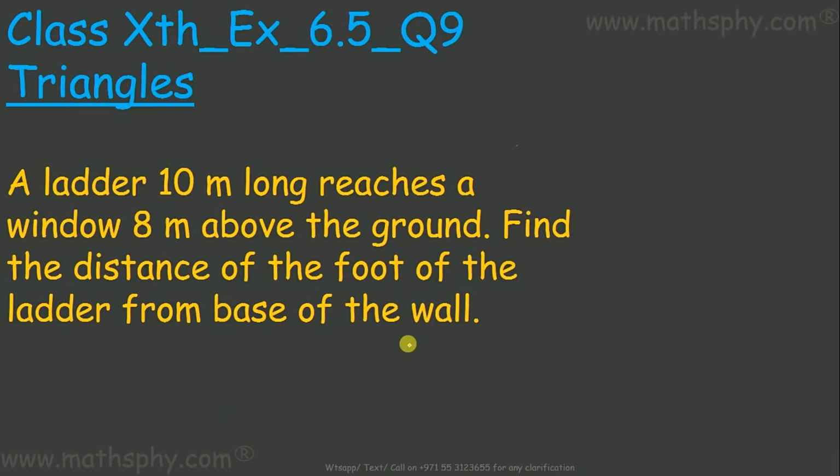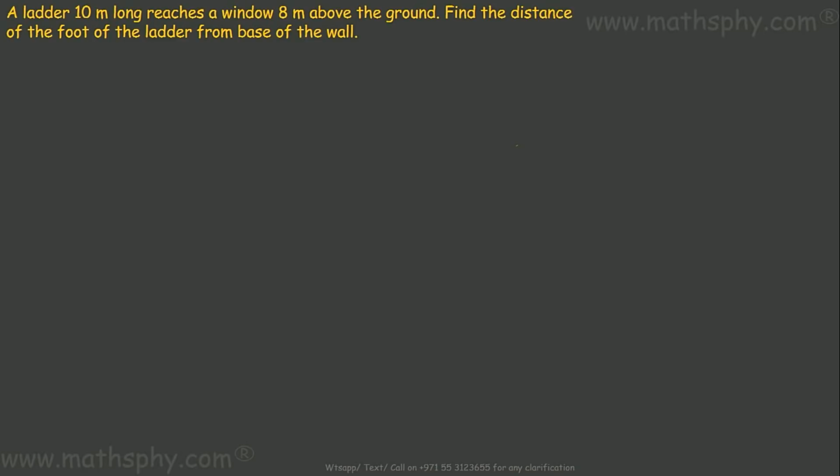This question here says a ladder 10 meters long reaches a window 8 meters above the ground. Find the distance of the foot of the ladder from the base of the wall. Easy one. We have, say, this wall where I have a window here, and this window, it says, is 8 meters above the ground. This is 8 meters.